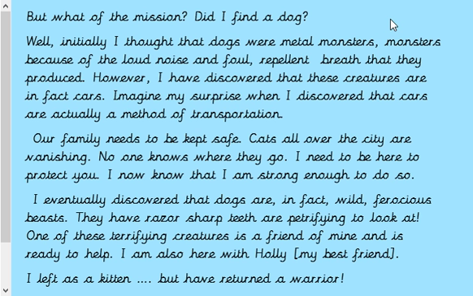Our family needs to be kept safe. Cats all over the city are vanishing. No one knows where they go. I need to be here to protect you. I now know that I am strong enough to do so. I eventually discovered that dogs are, in fact, wild, ferocious beasts. They have razor-sharp teeth and are petrifying to look at.